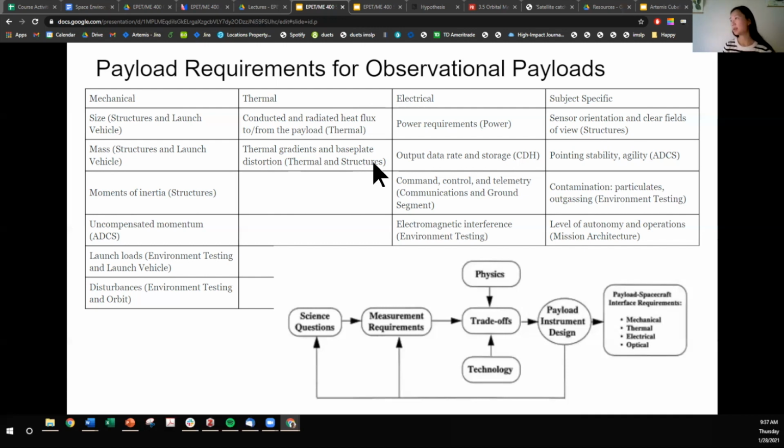And then for electrical, you have to think about the power requirements of your payload, the data rate storage, the kind of command, control, and telemetry architecture that is underneath. So like what frequency you're communicating at and the amount of power that your antenna is required.